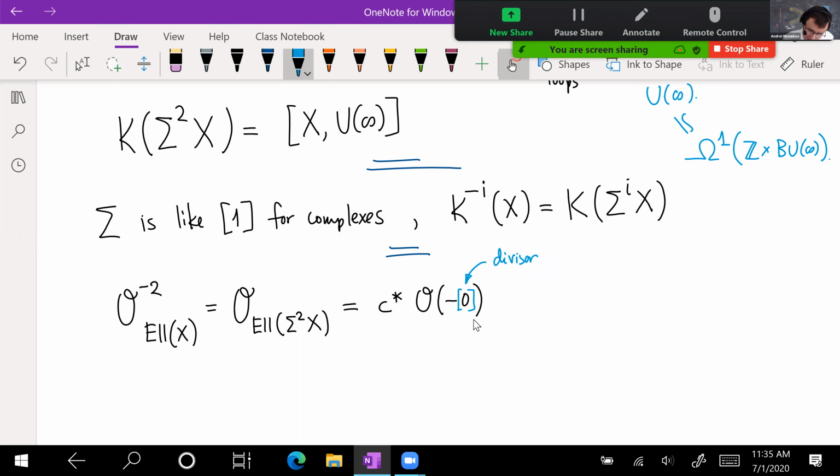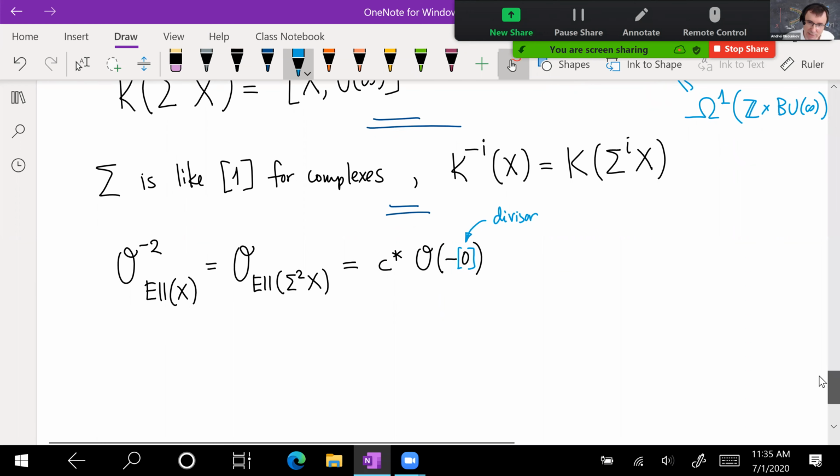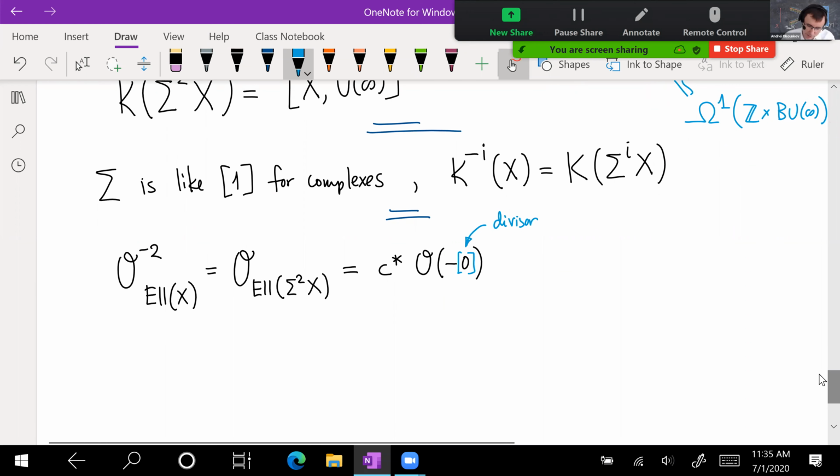All right, so what is that? So we have, and so what is C? Where C, so this is a trivial, this corresponds to a trivial bundle.